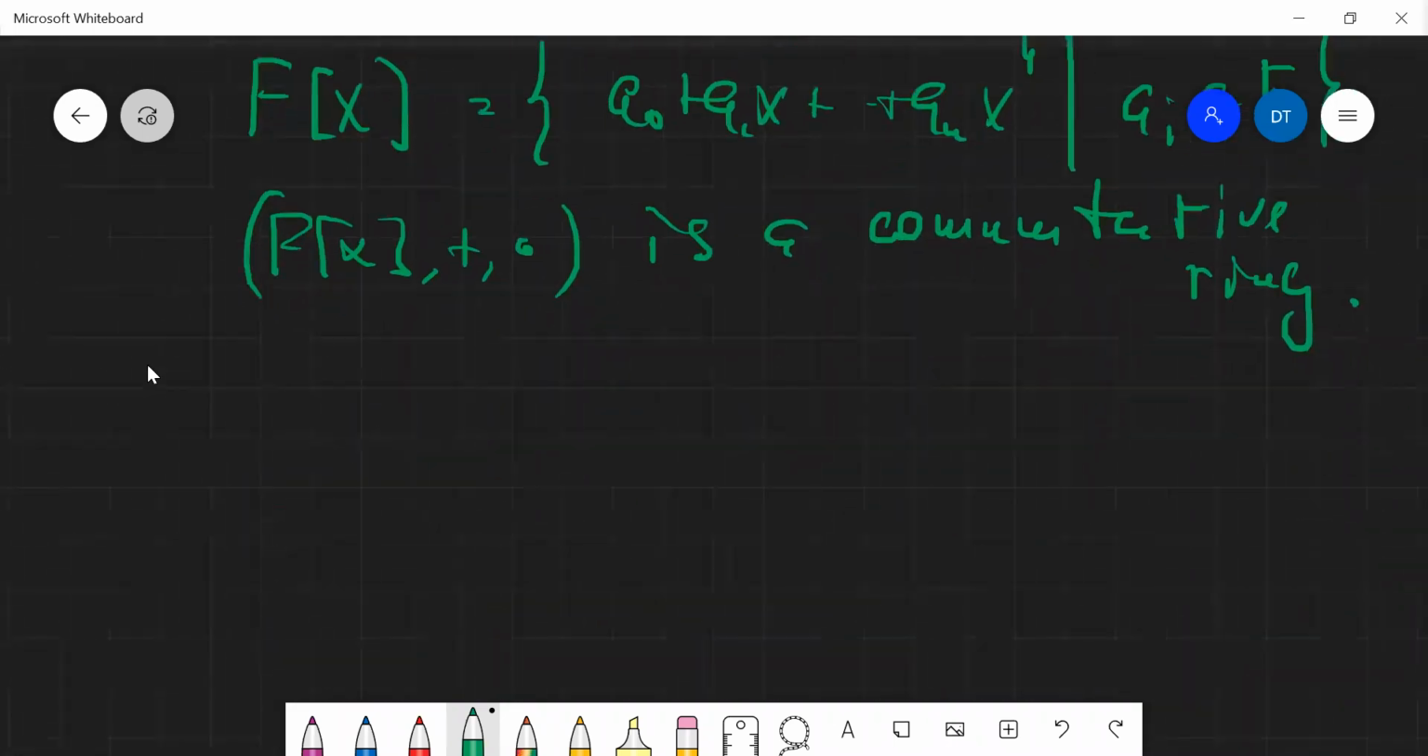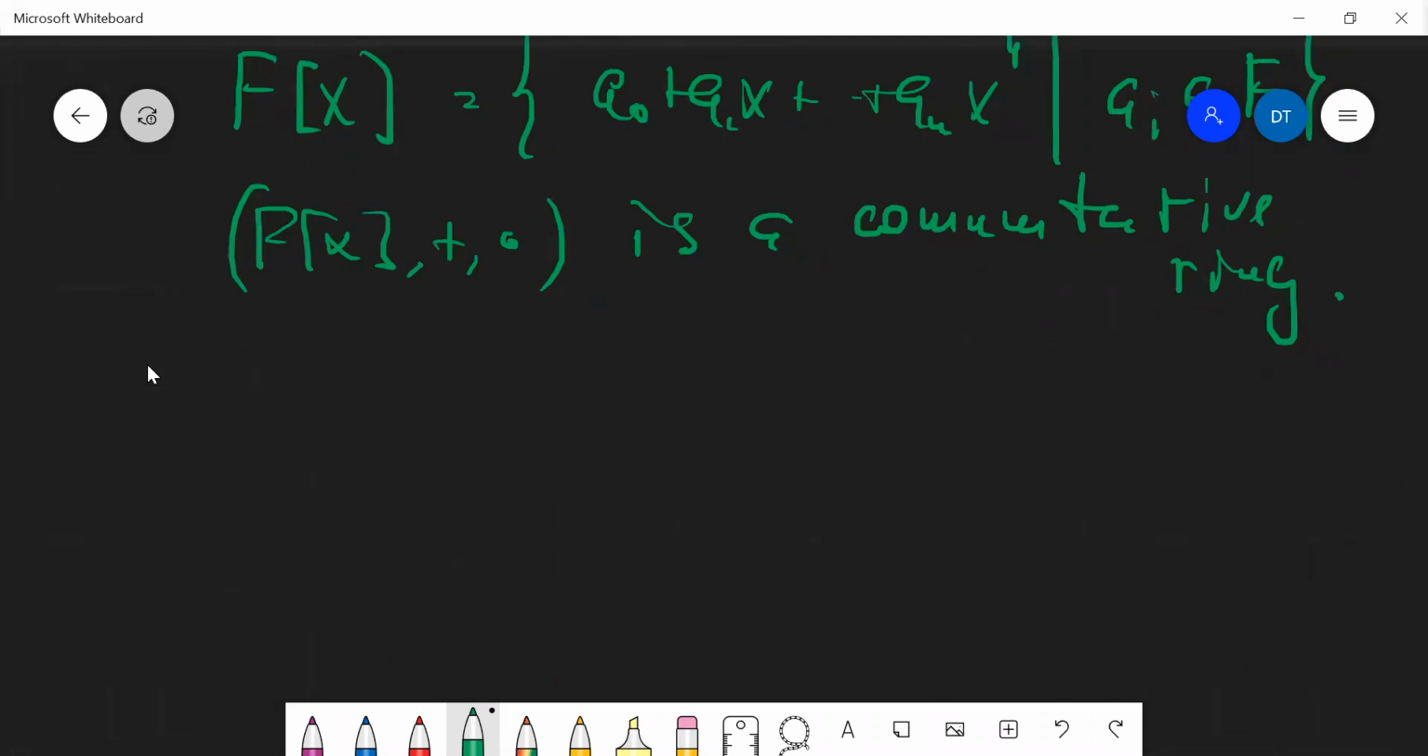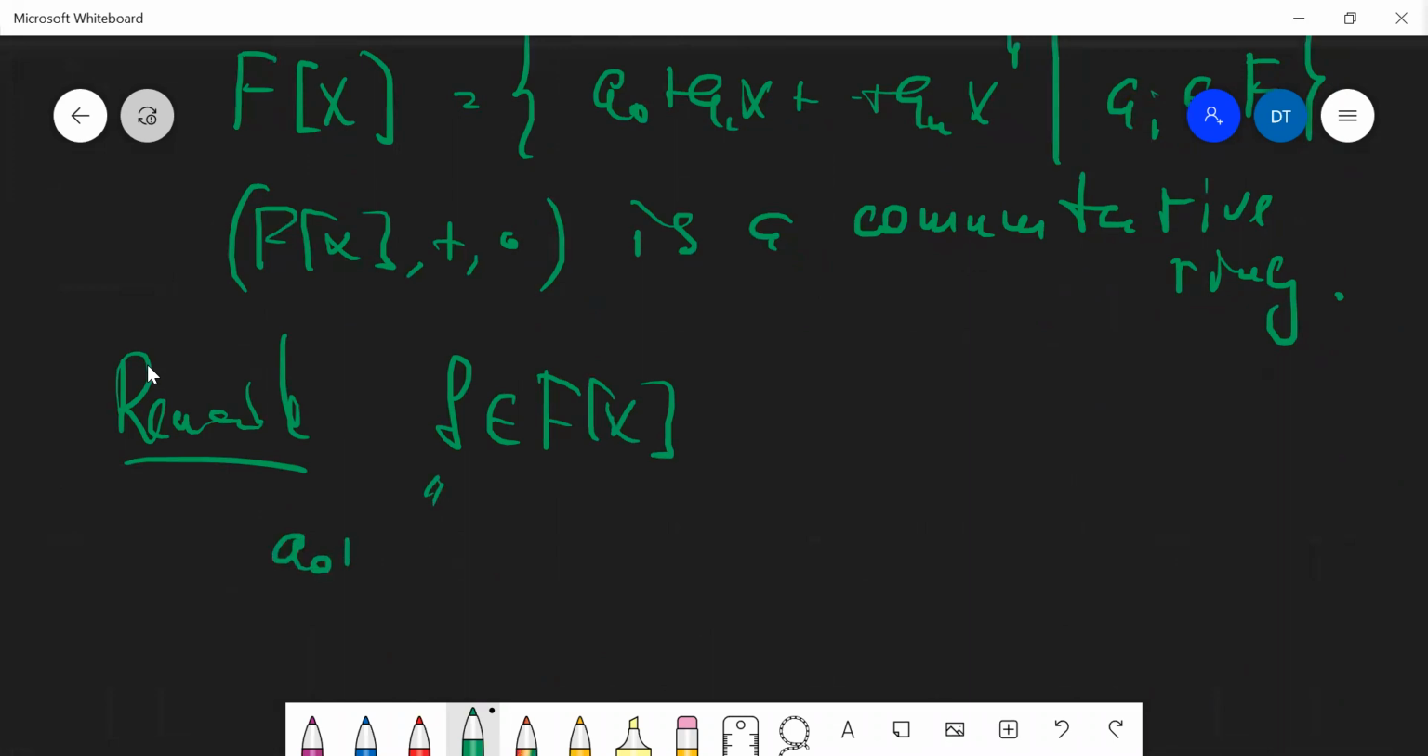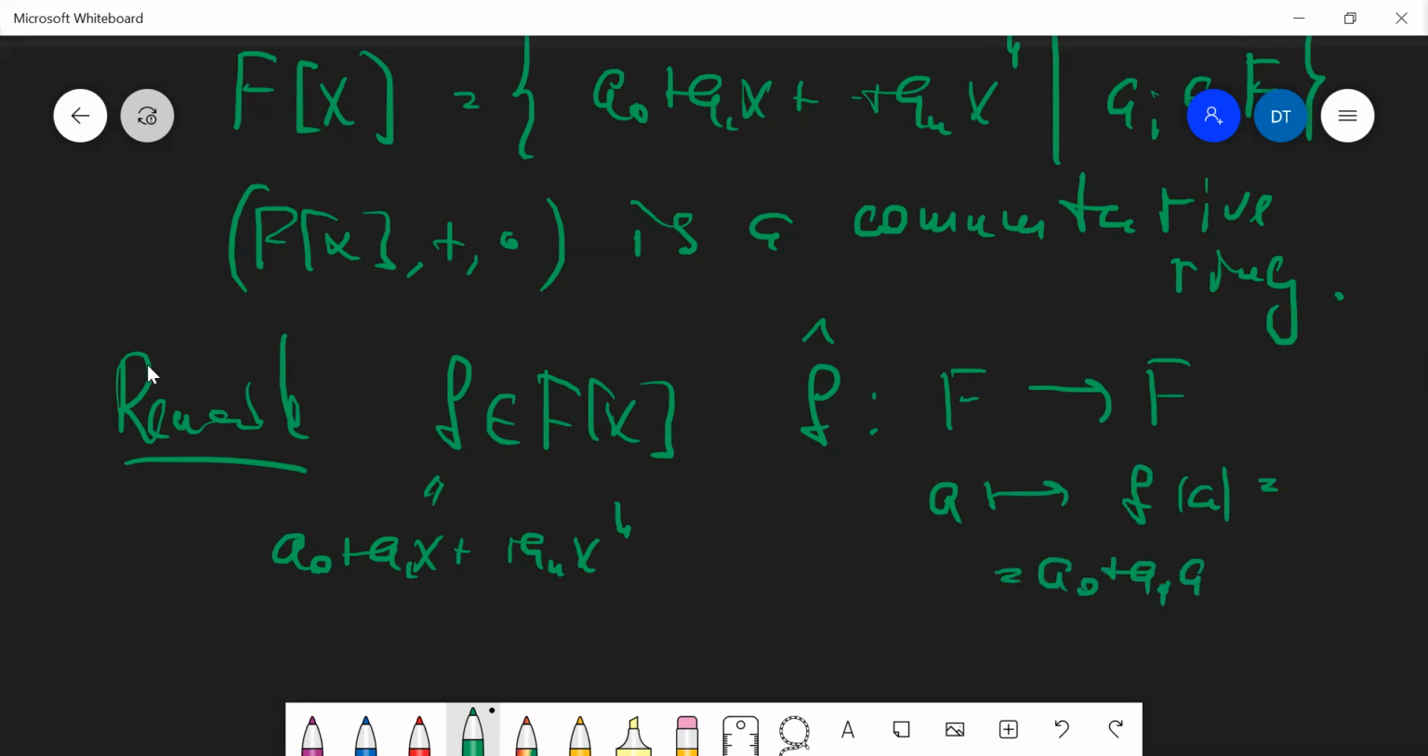Well, first of all, each polynomial produces a function. Let me give you a remark. If we are given a polynomial f, then we may define a function f hat from F to F, which takes each element a to f(a), which is, by definition, just the sum of this form. So this is a map from the field F to the field F.